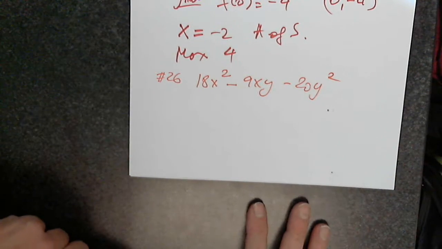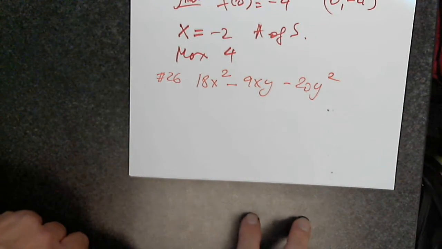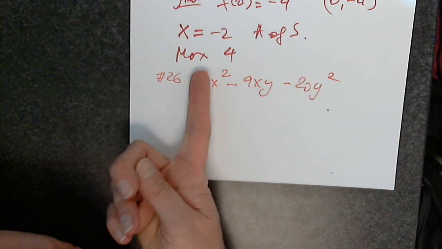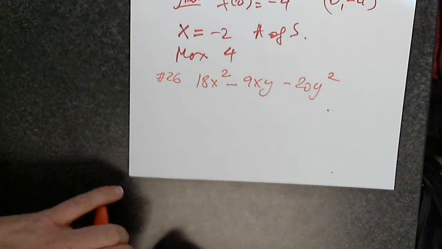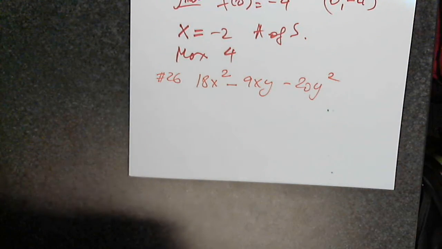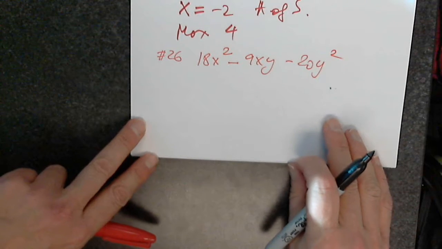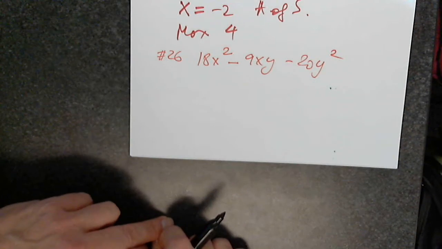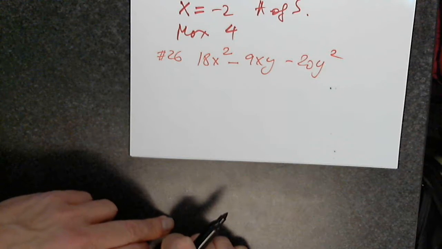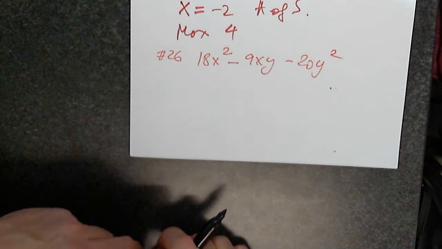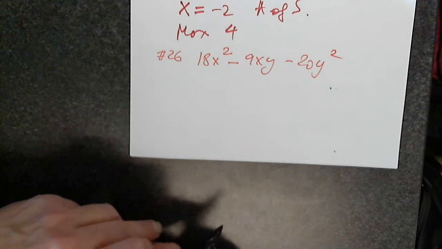Negative leading coefficient, no. Greatest common factor, no. Special product, no. 1 as a leading coefficient, no. I'm down to the very last possibility. What is that? Not factorable is the last one. But I still have to try the one before it.